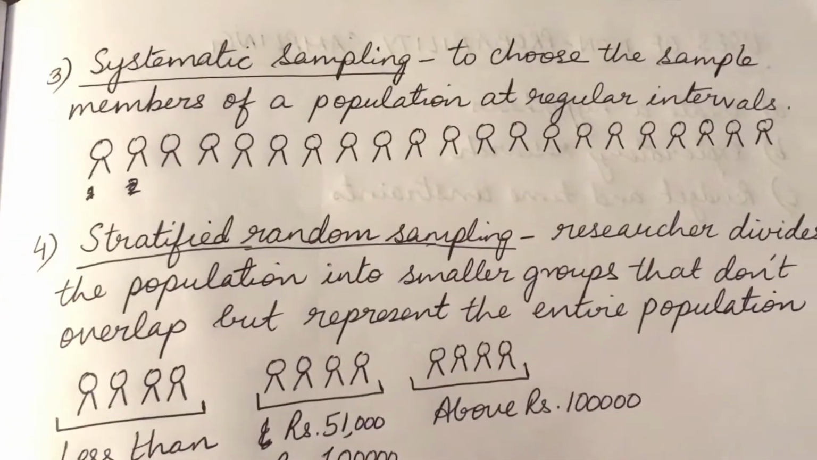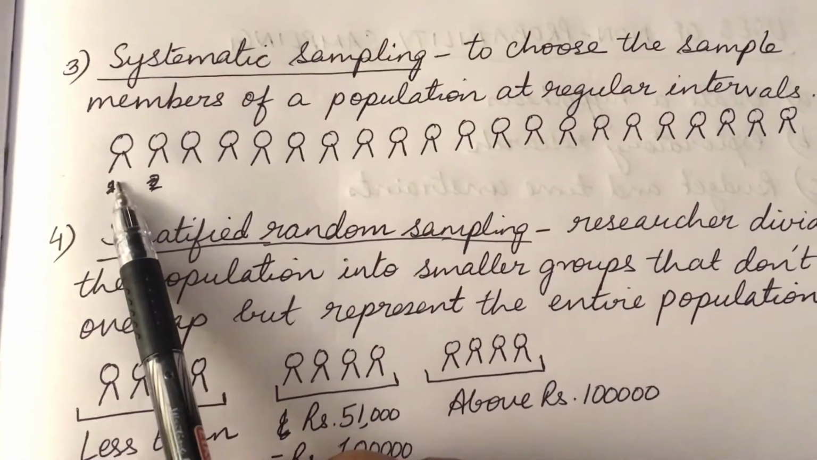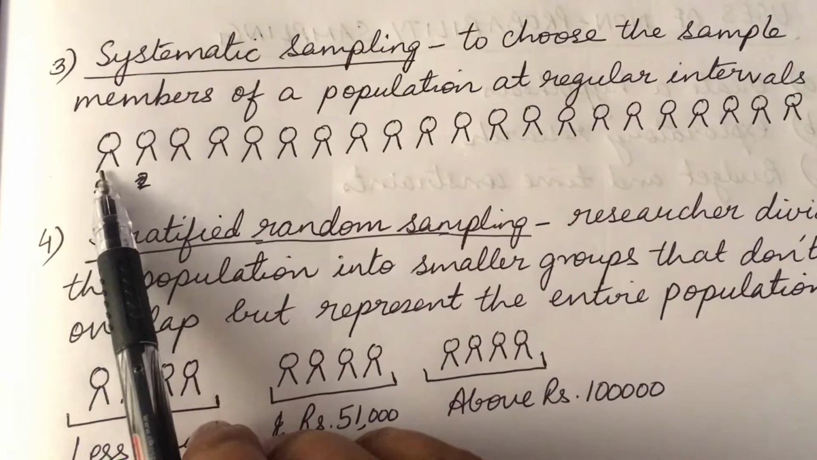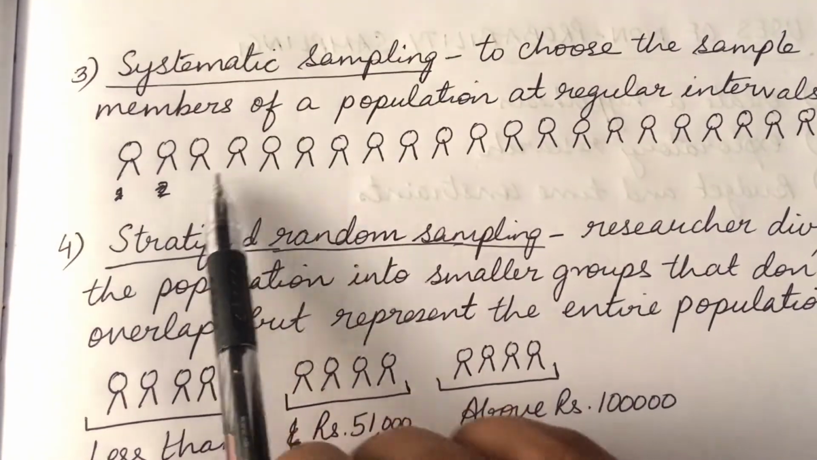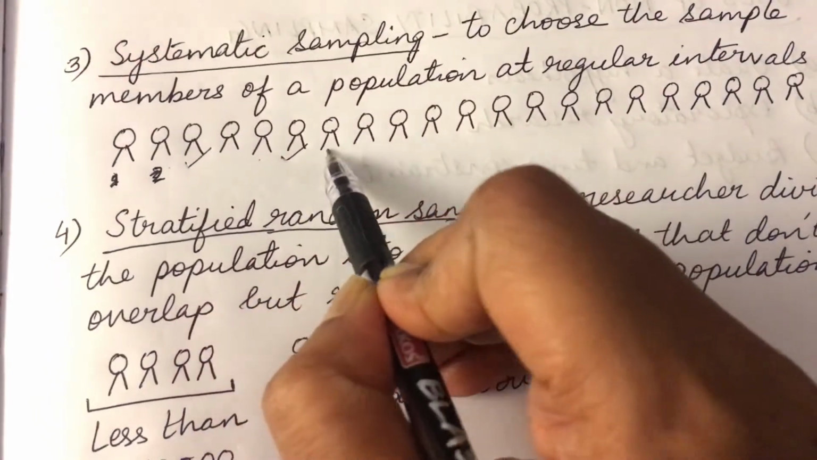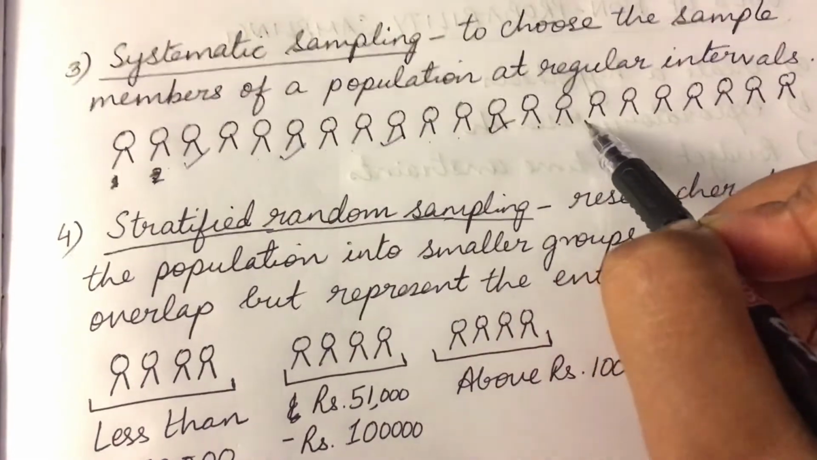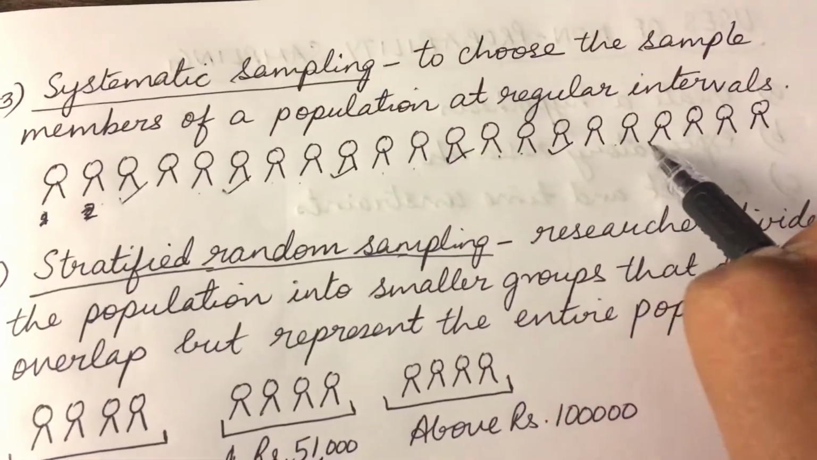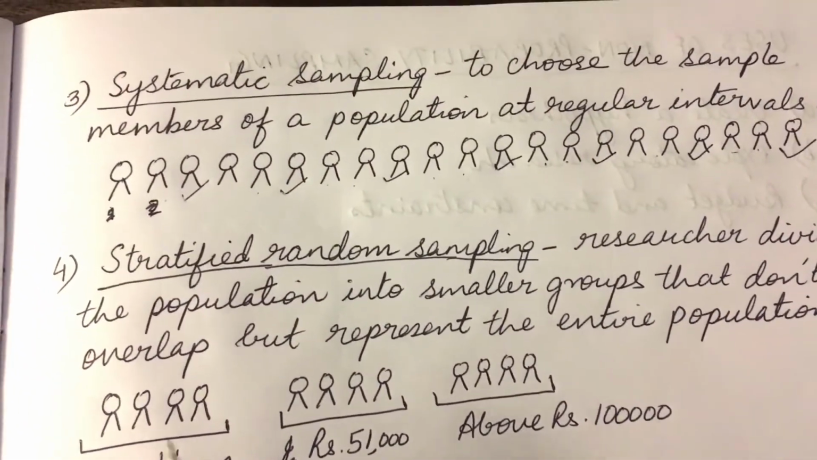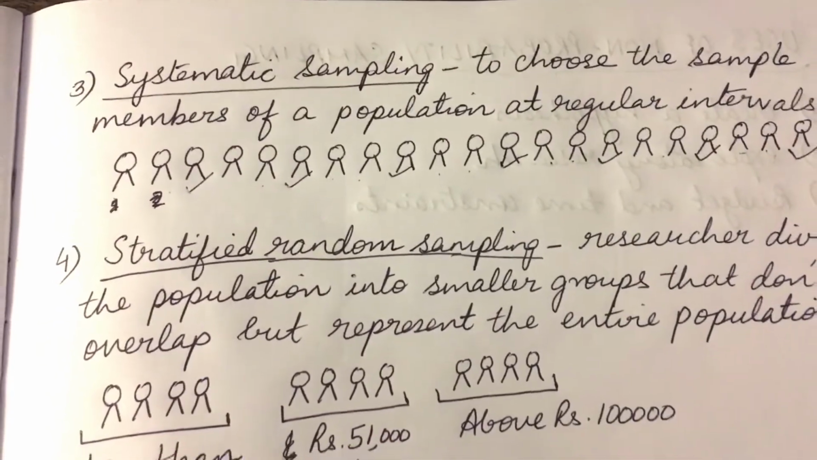For example, this is my population. I have to create my sample now. If I'm using systematic sampling, there has to be a regular interval. So I decide to choose every third person as my sample. So 1, 2, 3, 1, 2, 3, and so on. So this is my sample using the systematic sampling method, not randomly. There is a certain regular interval I am maintaining to create my sample.